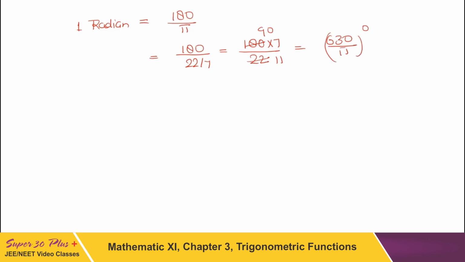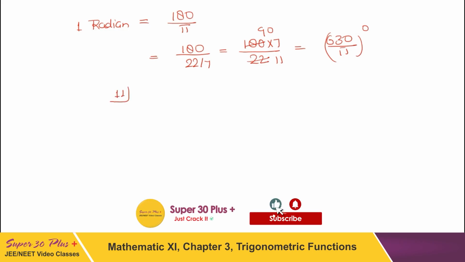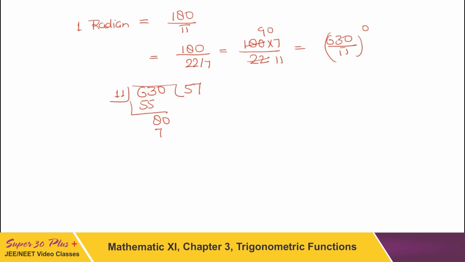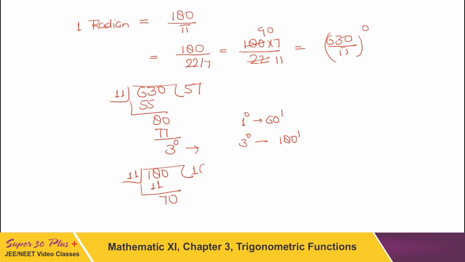Now we have to convert 630 upon 11 degree into degree, minute and second. So divide 630 by 11. The quotient is 57 and the remainder is 3 degree. Now we have to convert degree into minute. As we know, in 1 degree there are 60 minutes. So in 3 degree there will be 180 minutes. Now dividing 180 by 11, we get 16 and the remainder is 4.